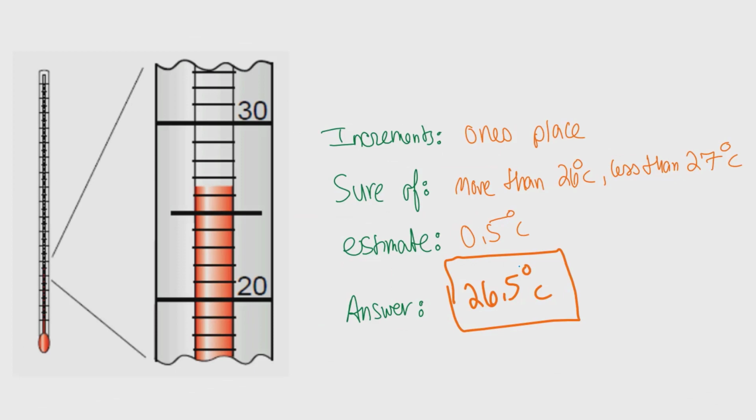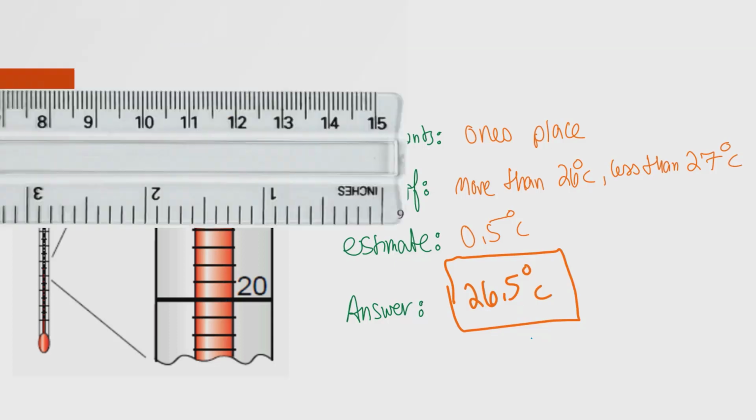All right, if you did this correctly, you should have gotten 26.5 degrees Celsius. We were sure that the temperature, if here's 20, it was 21, 22, 23, 24, 25, 26. So it was more than 26, but less than 27. So that meant that I was sure of these two digits here. Now I'm going to estimate. I think it's something in the middle. I'm going to estimate the 5, and that gives me 26.5 degrees. Not too bad. Let's try one more.